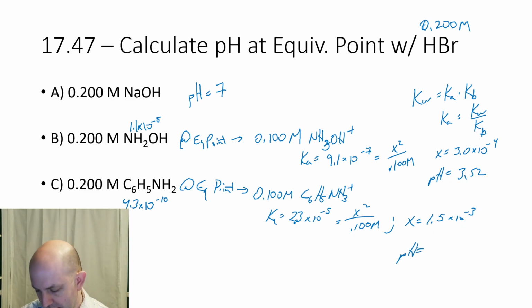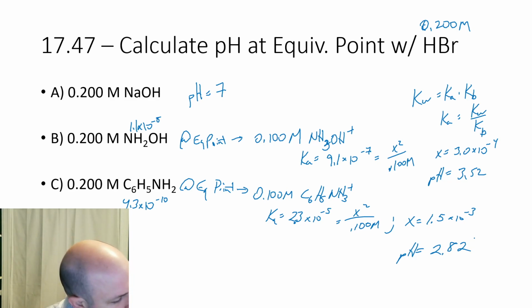And if we take the negative log of that, and I always recommend don't round it, you can write down that 1.5, but keep it in your calculator, don't round it if you don't have to. That pH will be 2.82, and that is correct with the answer key. All right, so that's how you do that one.